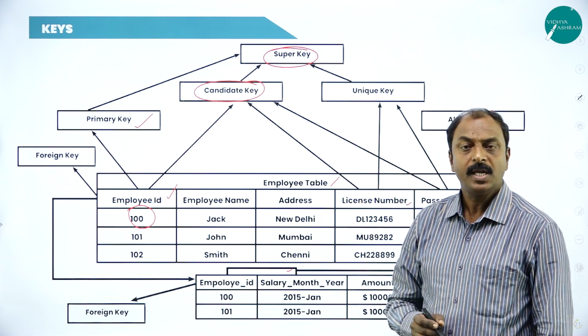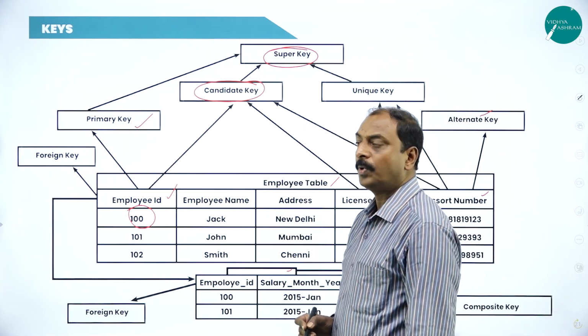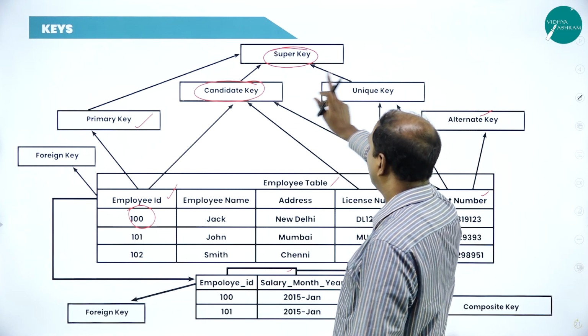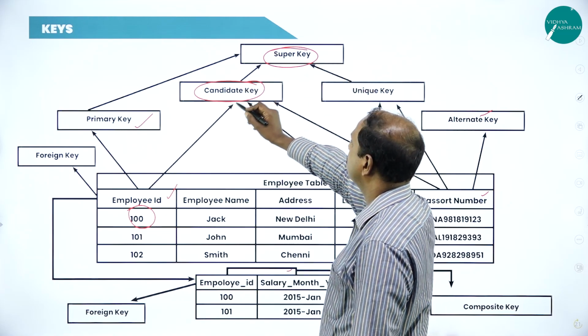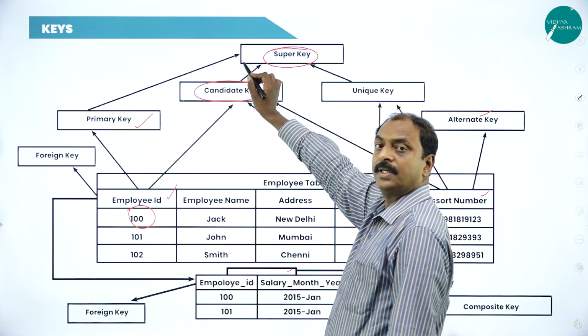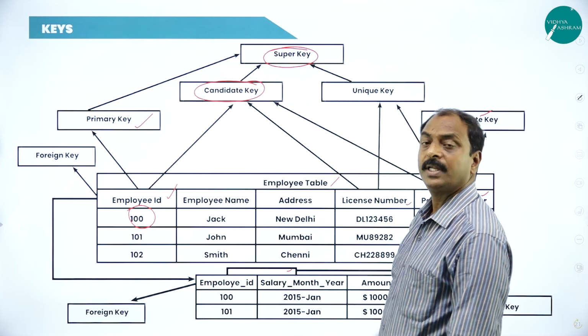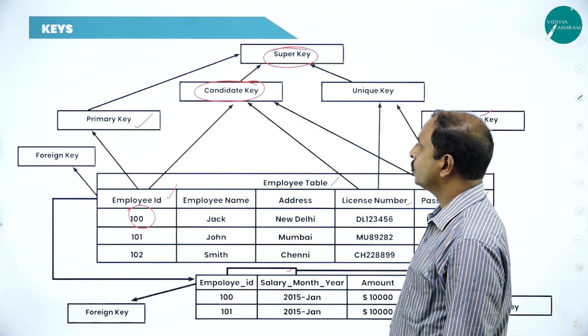What is super key? Super key is a group of keys, or it can have more than one key. So a primary key, unique key and candidate key all together is called a super key. This is the definition of super key.